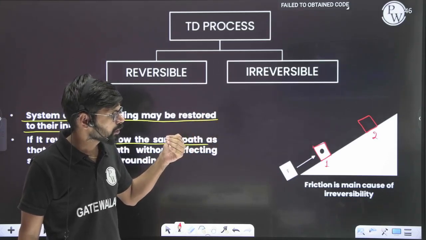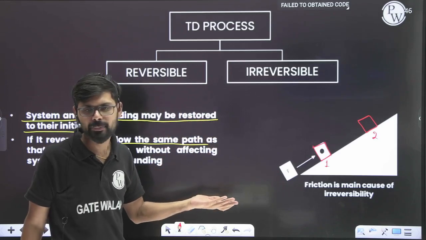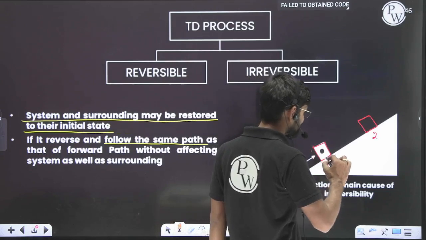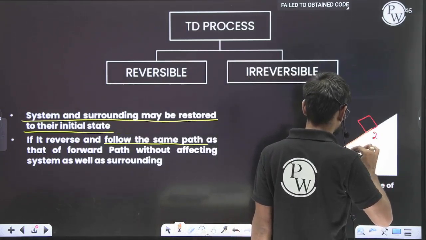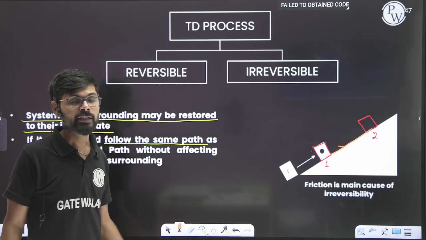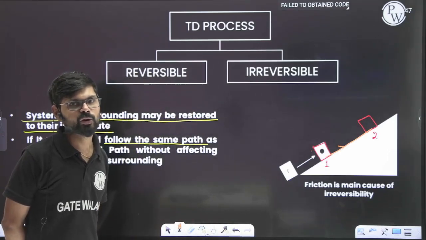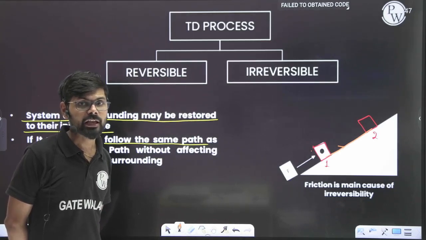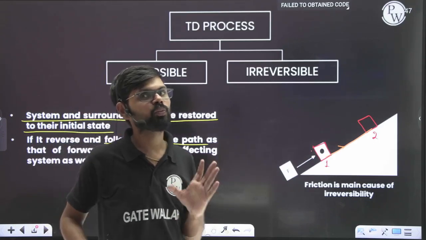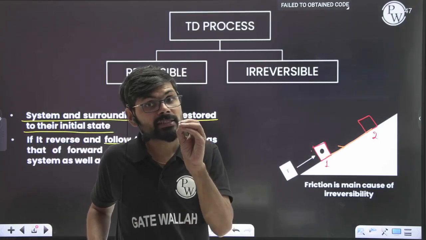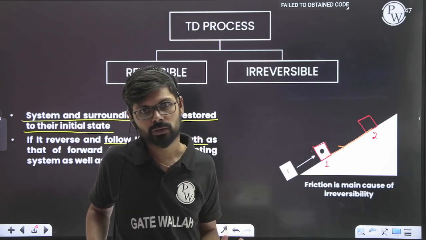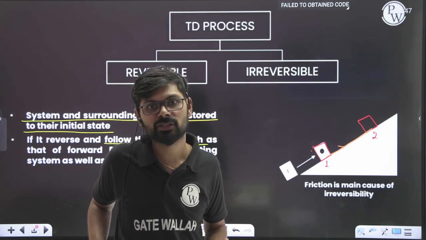Now some process is happening, obviously, and this system is going to follow some path. Let's say it is following this particular path. Now please listen here carefully. This process is said to be a reversible process if, when it is reversed, whatever happened during 1 to 2, every single phenomenon is reversed with the same magnitude.